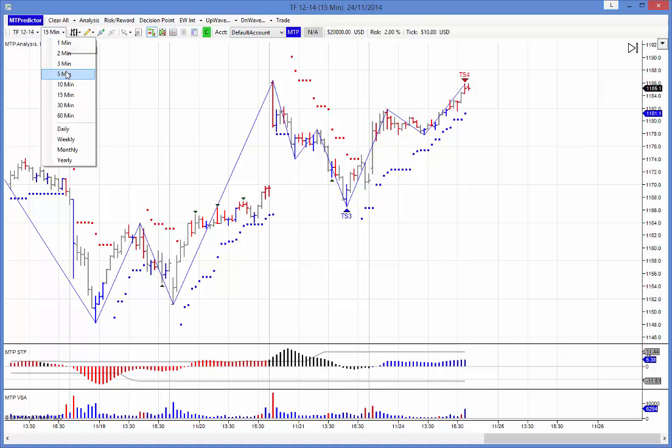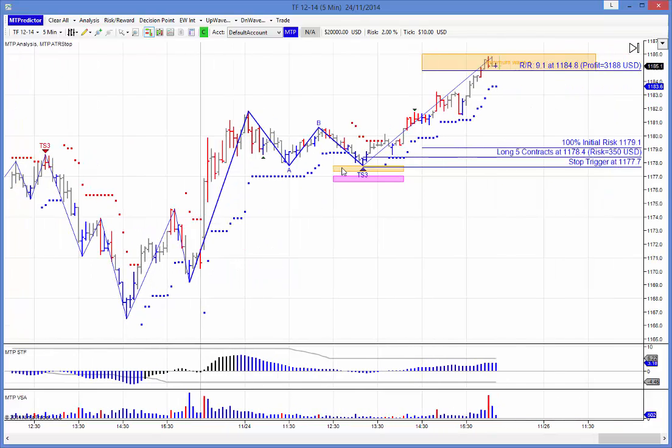So that means that our 5-minute trade here yesterday, which was here, was clearly in the direction of the large degree trend. Result: a very nice 9.1R profit.